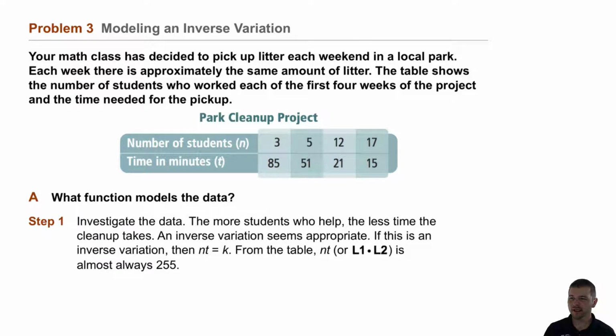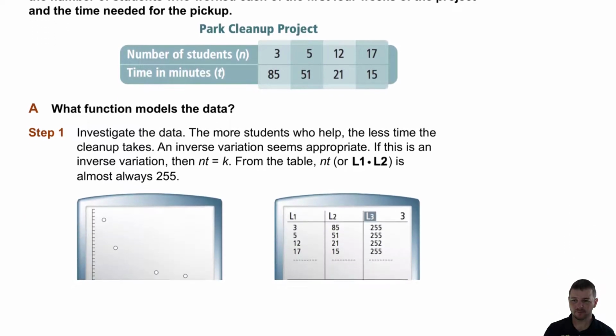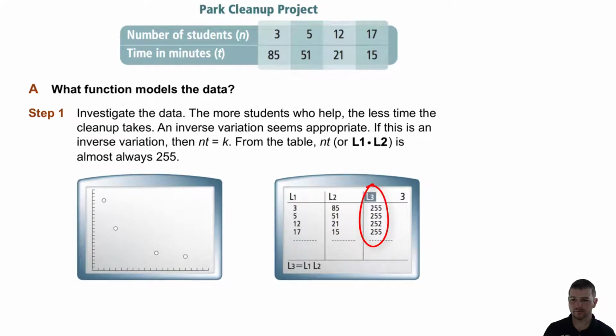Well, step 1. Investigate the data. The more students who help, the less time the cleanup takes. An inverse variation seems appropriate. If this is an inverse variation, we'll let N times T equal K. From the table, N times T, or on a graphing calculator, L1 times L2, is almost always 255. So this seems to be a reasonable scenario for modeling with an inverse variation function.